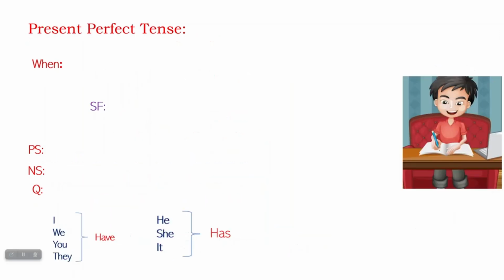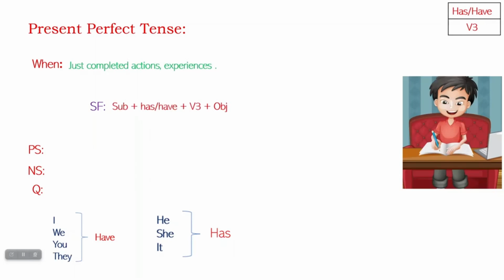Present perfect tense. We can use present perfect tense for just completed actions and to tell experiences. Sentence formation: subject plus has or have plus V3 plus object. Sentence: he has done his work. He just completed his work.